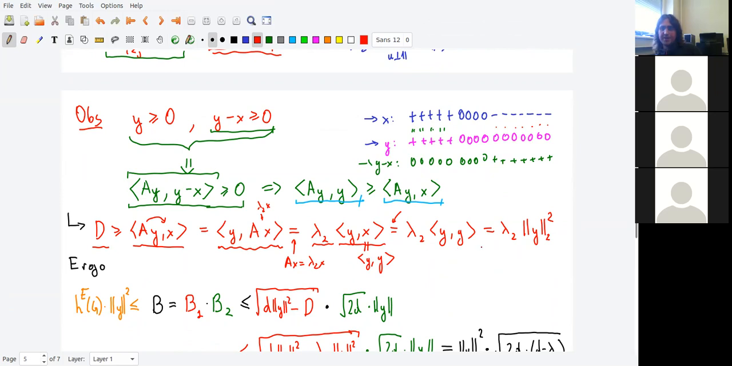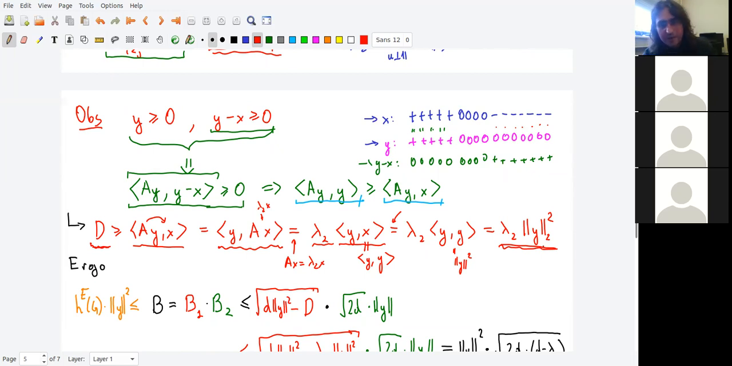And again here, this is nothing else than the norm of y squared. So we arrive at this. So this d is lower bounded in terms of the second eigenvalue and the norm of y squared.